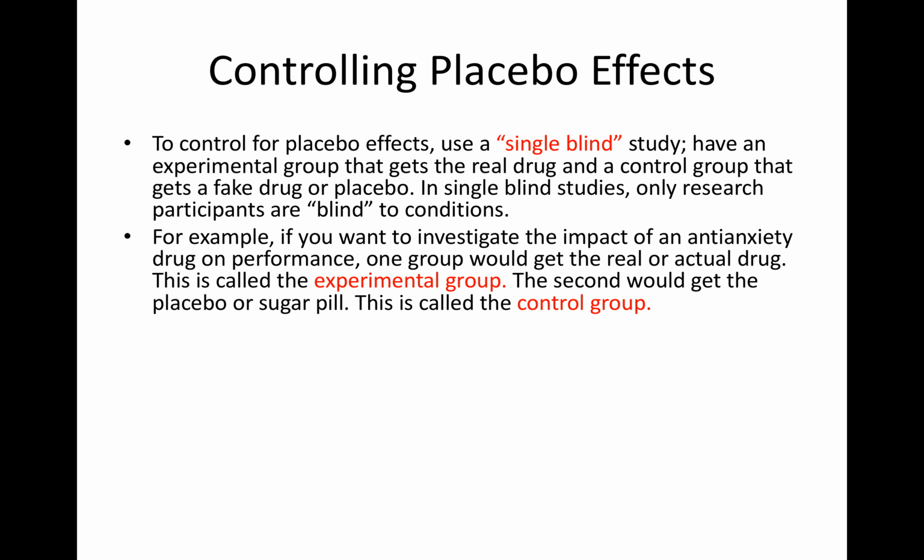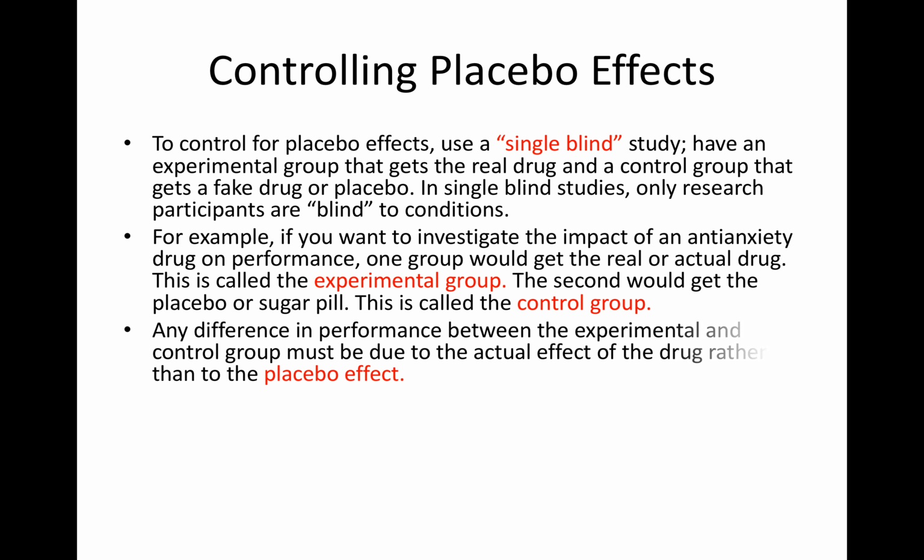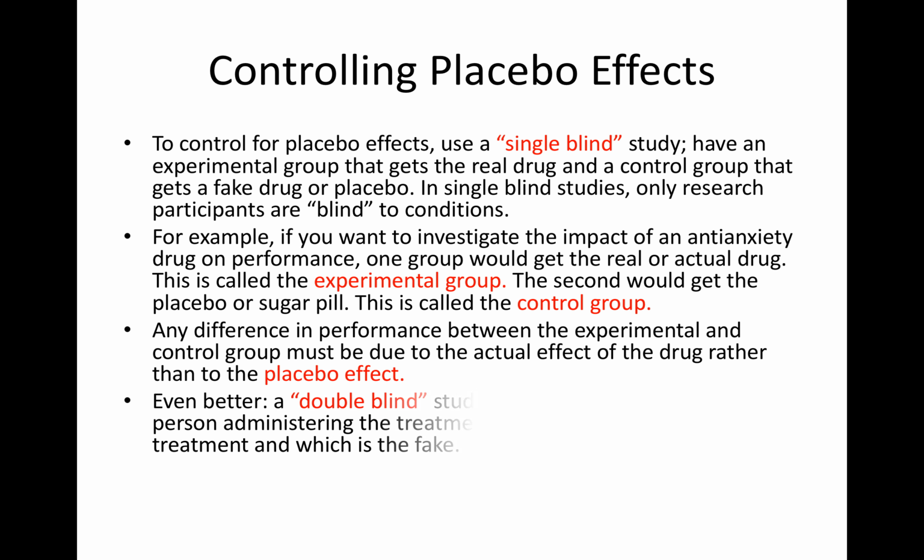In single-blind studies, only the participants are quote-unquote blind to the conditions. So, if you wanted to investigate the impact of an anti-anxiety drug on performance, one group would get the real or actual drug, that would be an experimental group. The second would get the placebo or sugar pill, that would be the control group. Now, in that design, any difference in performance between the experimental and control group must be due to the actual effect of the drug and not to a placebo effect.